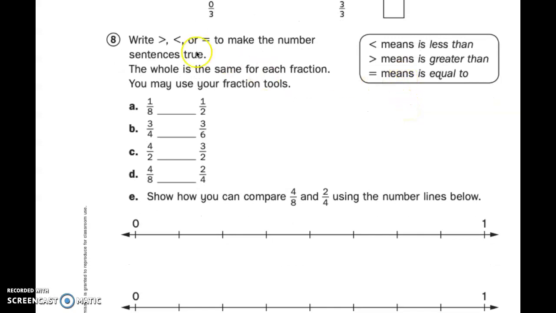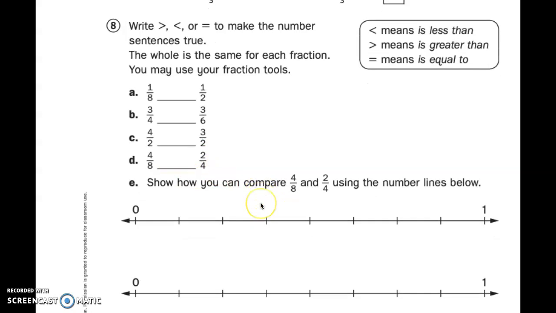And then it says write the greater than, less than, or equal sign to make the number sentence true. The whole is the same for each fraction. You may use your fraction tools. So it's wondering, is 1/8 greater than, less than, or equal to 1/2? Is 3/4 greater than, less than, or equal to 3/6? Is 4/2 greater than, less than, or equal to 3/2? And is 4/8 greater than, less than, or equal to 2/4?